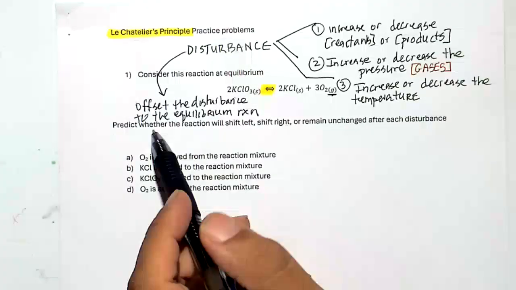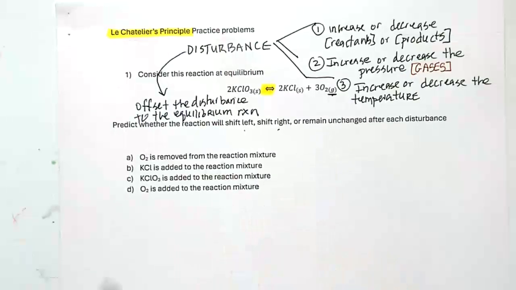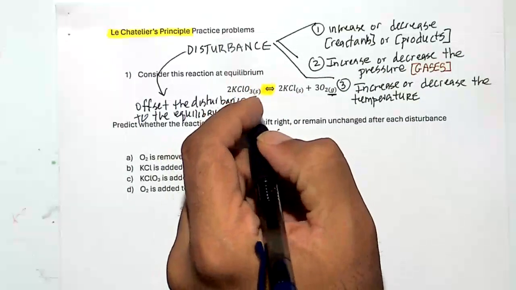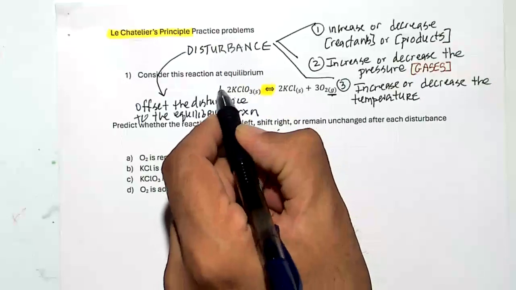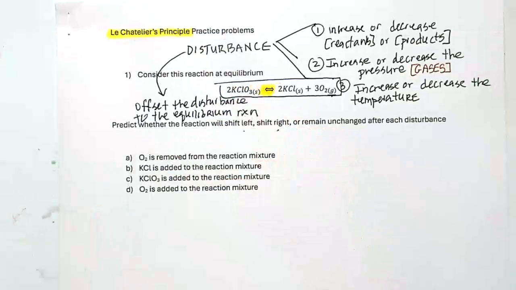Okay. So predict whether the reaction will shift left, shift right, or remain unchanged after each disturbance. So that's the only thing in Le Chatelier's principle. It'll either make more reactants, make more products, or do nothing at all to reestablish equilibrium. Okay, we are interested in reestablishing equilibrium. All right, so let's look at this reaction together. 2KClO3 is at an equilibrium with 2KCl plus 3O2 gas.